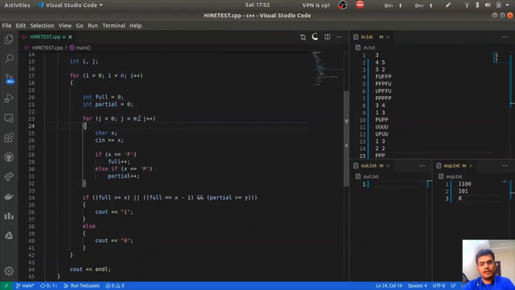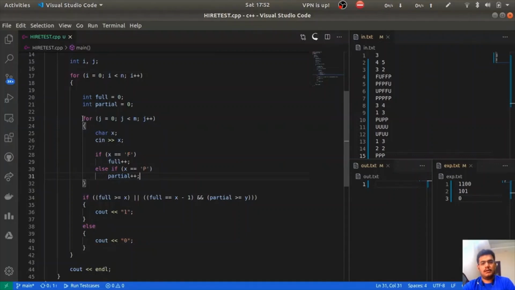Now we need to iterate for each of the m problems for the ith candidate and check whether the value is f, p or u. So we will take the input in character form x, and if the value of x comes out to be f, what does it mean? It means that this particular problem is being solved by our candidate fully. So we need to increase the count of our full variable. Similarly, if the value of x comes out to be p, it means that this particular problem is being solved partially by our candidate. So we need to increase the count for the partial problems solved.